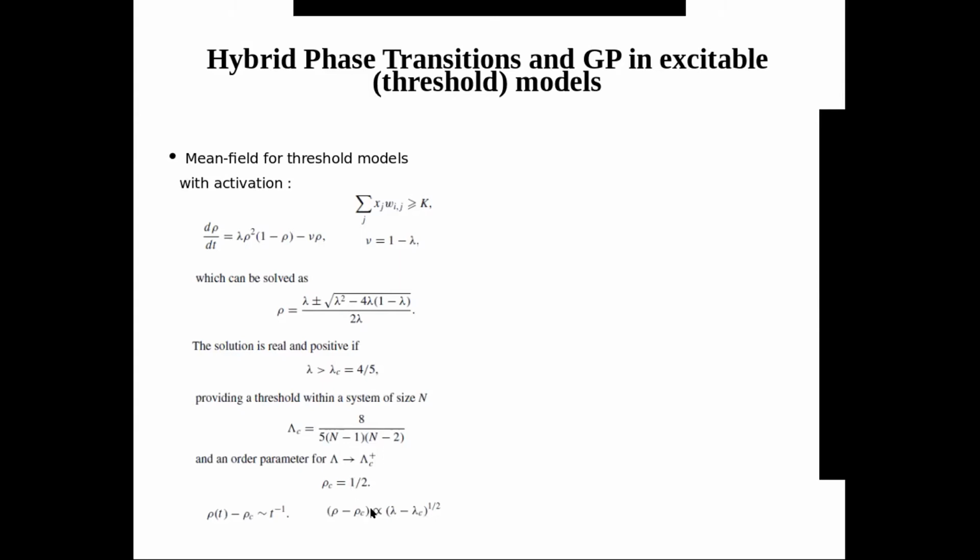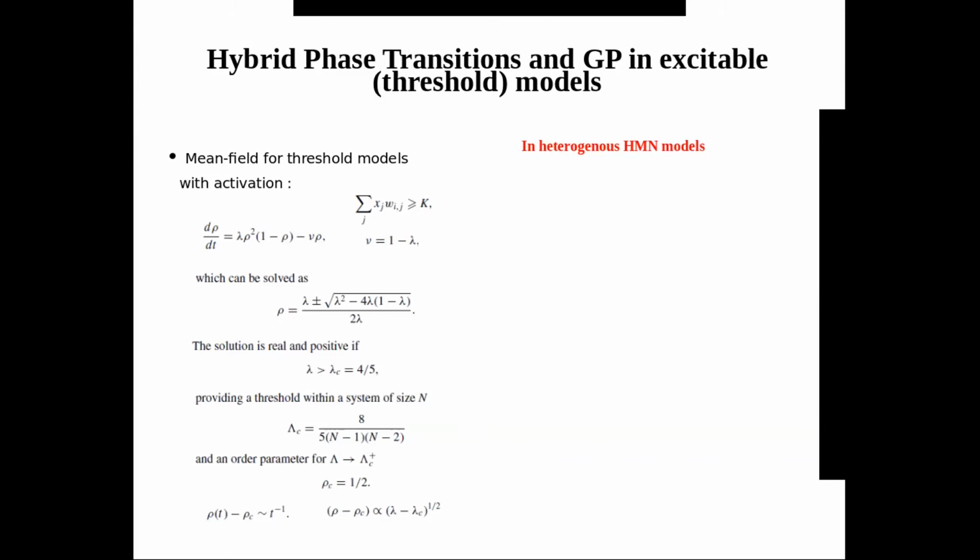So rho minus rho c will disappear with this lambda minus lambda c to the power 1/2. So there will be a critical exponent, a singularity exponent here. And the temporal behavior is also a power law. Rho minus rho c disappears linearly, like 1/t minus 1. Okay, so this is for the mean field.